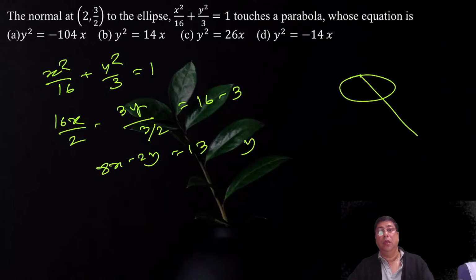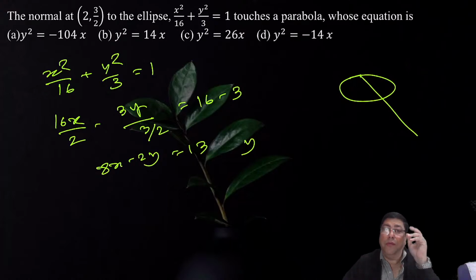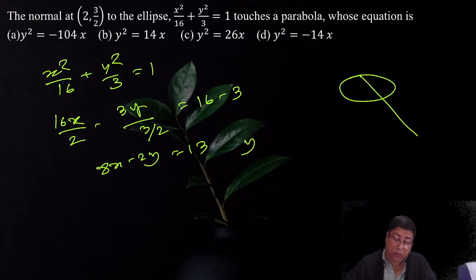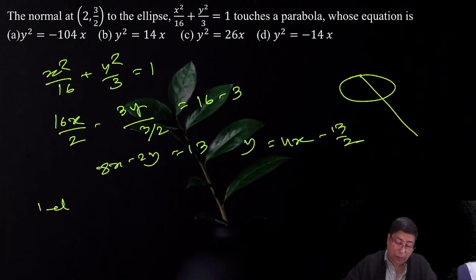And one more thing, we have to solve the sum very fast. We should not lose any time in this type of examination. That is very much important. So what is coming? 8x minus 2y minus 13, so y equal to 4x minus 13 by 2, of the form y equal to mx plus c. Now let y equal to 4x minus 13 by 2 touch the parabola.